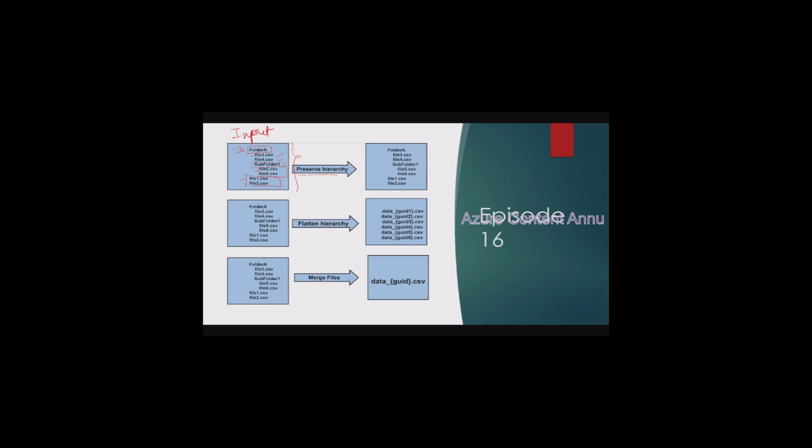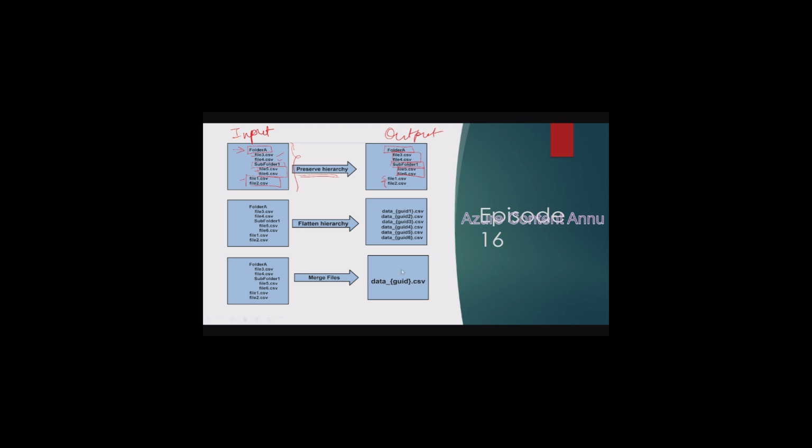So if you are copying all the files from the input to the output container, it will have the same folder structure. File 1 is present at the same level as folder A, and inside folder A we have two files, file3.csv and file4.csv. We also have one subfolder in folder A, and whatever files are present inside the subfolder are maintained in the same hierarchy. So this is what will be done in the preserve hierarchy case. Let's try to practically see this case, and then we will move ahead to understand the other two cases, that is flatten hierarchy and merge files.